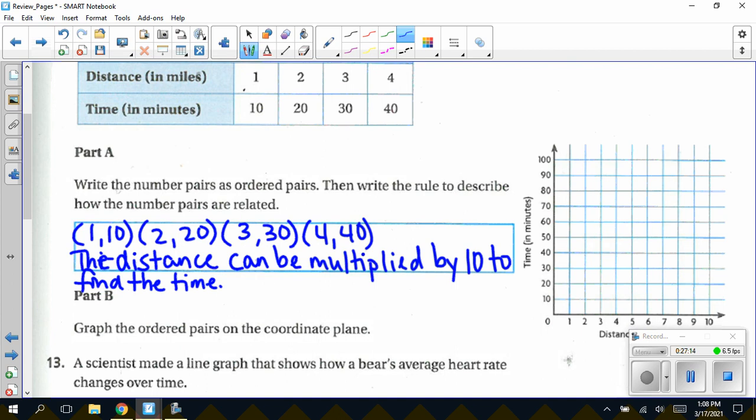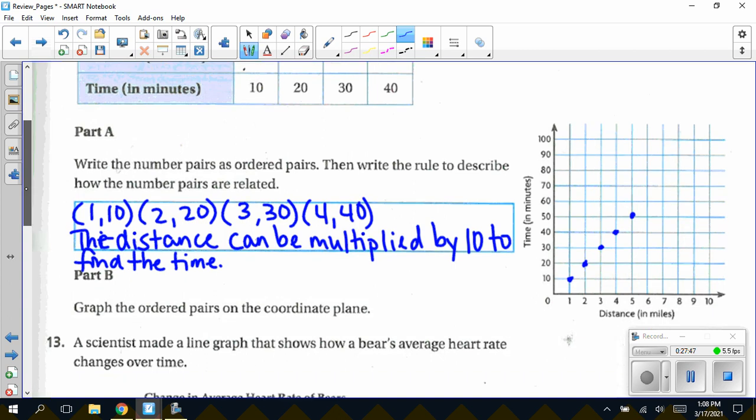Now, they want us for part B to just graph those ordered pairs on my coordinate plane. So they do have my coordinate plane already created for me. So I just need to go ahead and plot them. So 1, 10 goes over 1 up to the 10. 2 goes over 2 up to 20. 3, 30. 4, 40. And 5, oops. If I needed to go to the next one, sorry, 5, 50. However, we only really had to go up to 40.